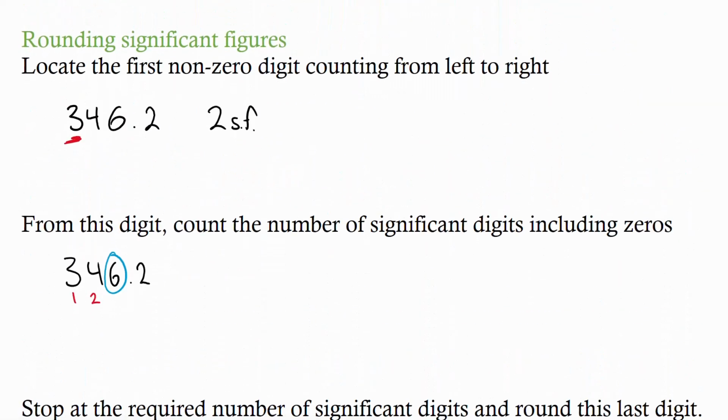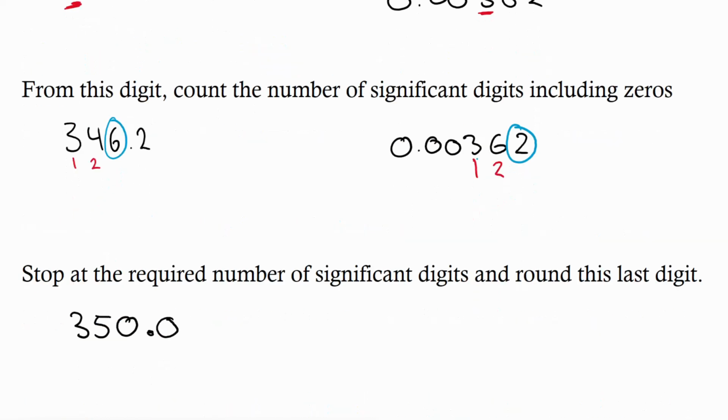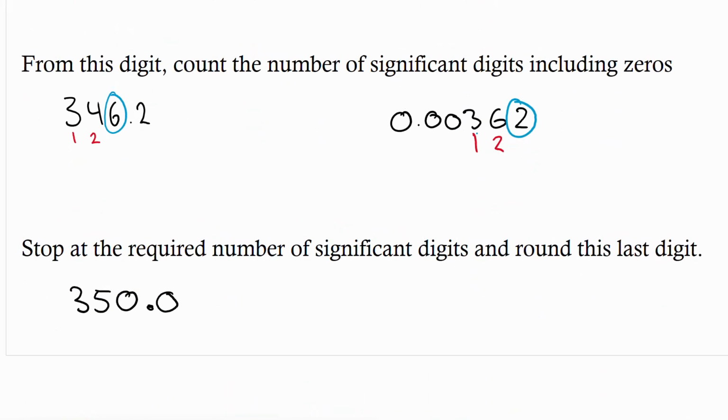So if I do, let's say, 0.00362, same kind of thing. I'm going to count to my first non-zero, which is the 3 down here. We count 1, 2. So this is my critical digit. Because that's less than 5, it's going to stay the same. So this rounds to 0.0036. Yes, there are more zeros in front of the 3, but significant figures only start at a non-zero digit.